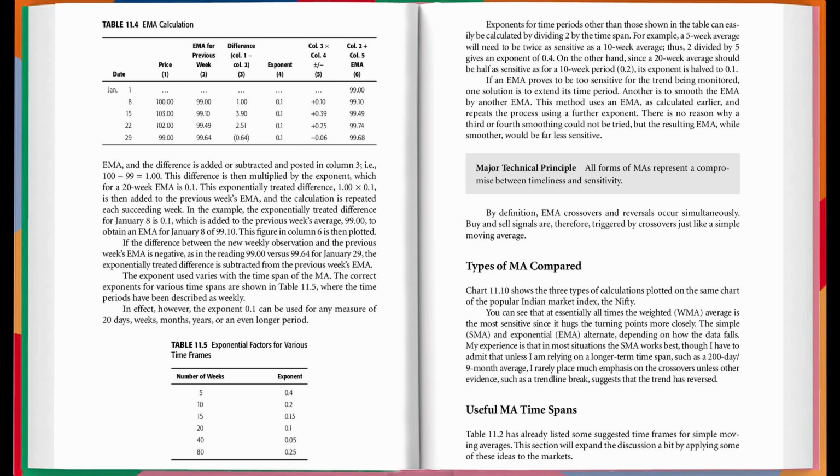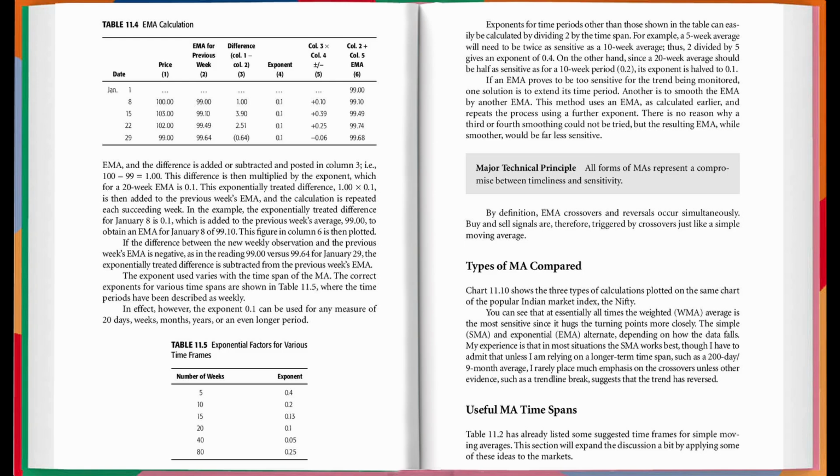In the example, the exponentially treated difference for January 8 is 0.1, which is added to the previous week's average, 99.00, to obtain an EMA for January 8 of 99.10. This figure in column 6 is then plotted. If the difference between the new weekly observation and the previous week's EMA is negative, as in the reading 99.00 versus 99.64 for January 29, the exponentially treated difference is subtracted from the previous week's EMA.